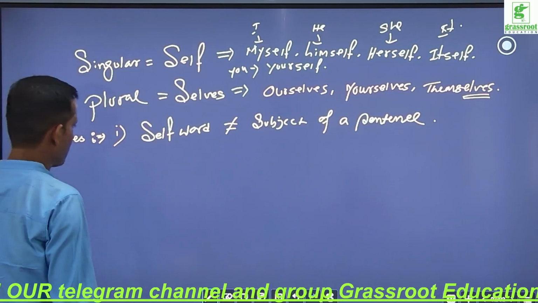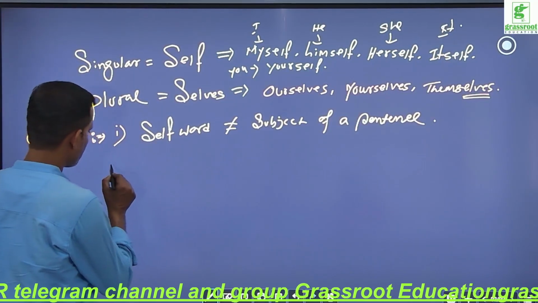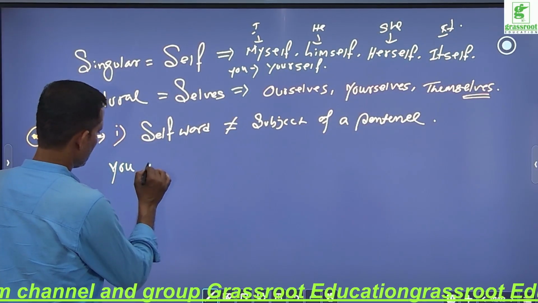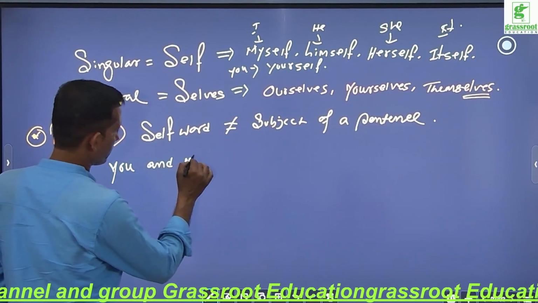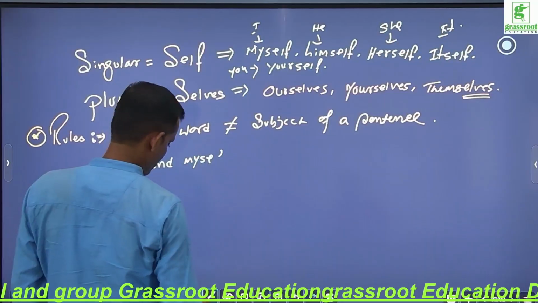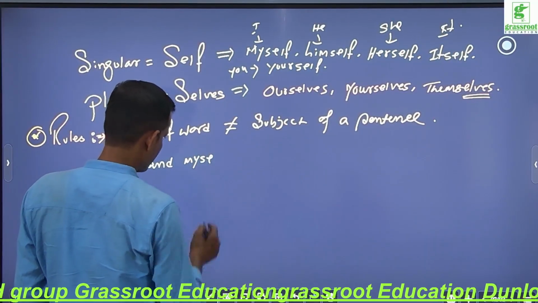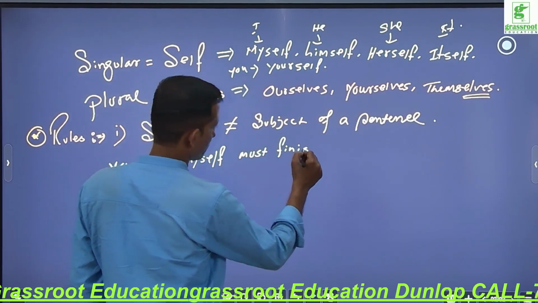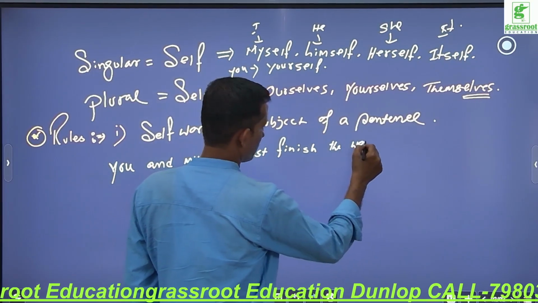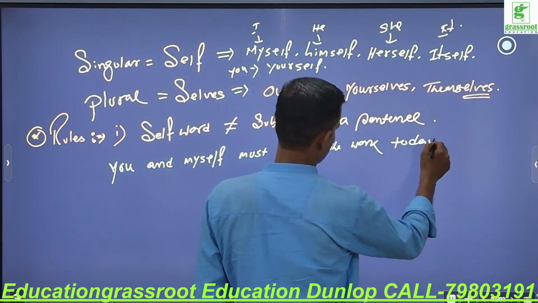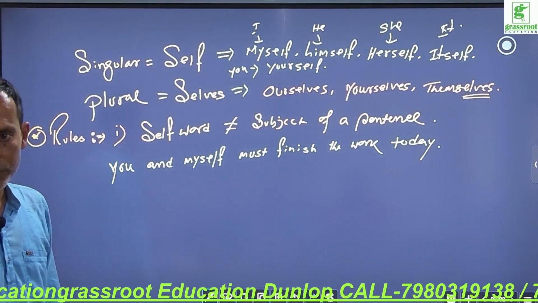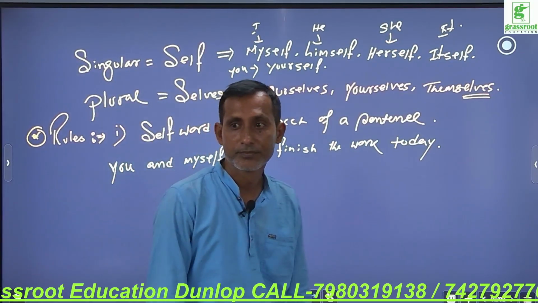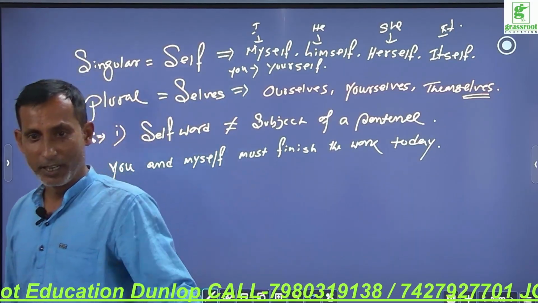What should be the sentence? What should be the question? You and myself must finish the work today. What do we get? What's the sentence? You and myself must finish the work today. What type of error lies in it?